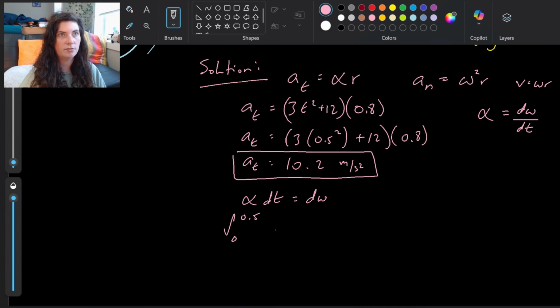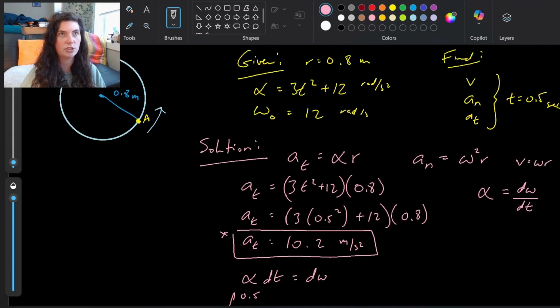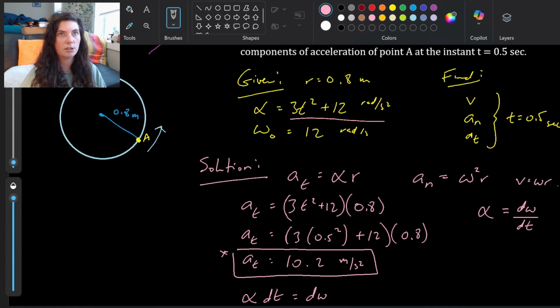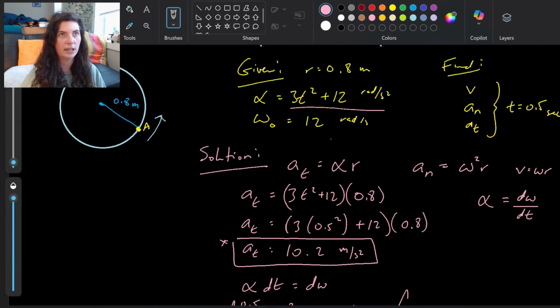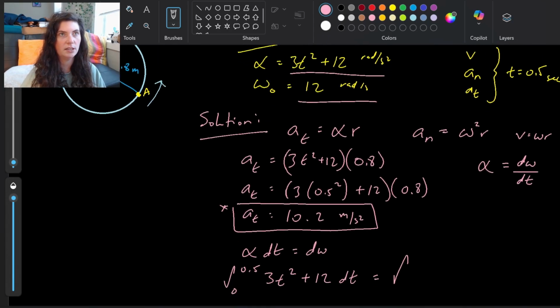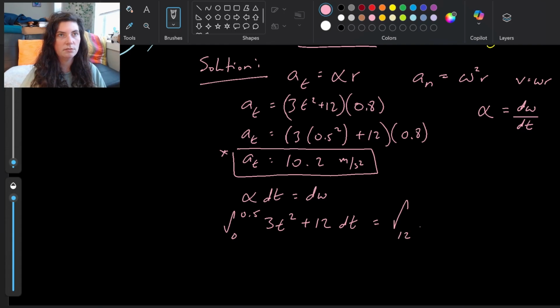And then my alpha, remember, don't use this value that we just solved for. We don't want to use that. We want to use the equation they gave us: 3t squared plus 12. The integral of 3t squared plus 12 dt equals the integral from our initial omega, which they gave us was 12 radians per second, to omega, d omega.